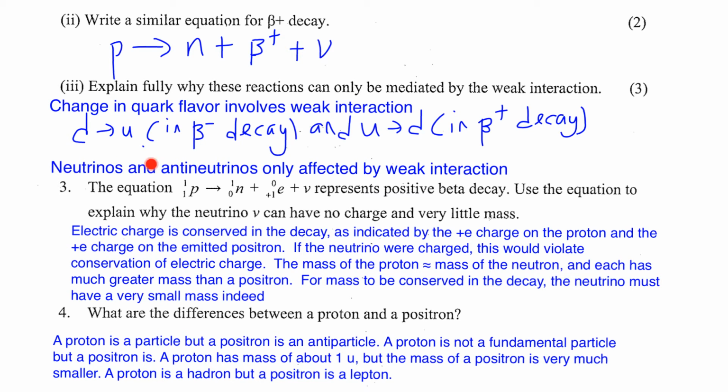Alright, and so neutrinos and antineutrinos are only affected by weak interaction. Right, next one. The equation proton goes to neutron plus positron plus electron neutrino is called a positive beta decay. Use the equation to explain why the neutrino can have no charge and very little mass. This is called conservation one. So electric charge was conserved in the decay.